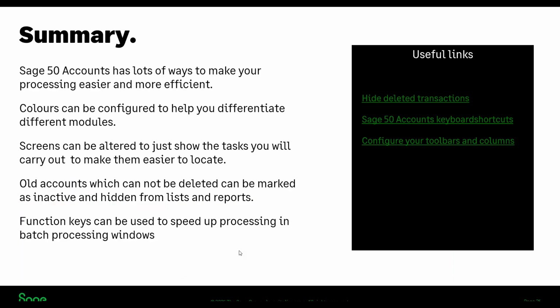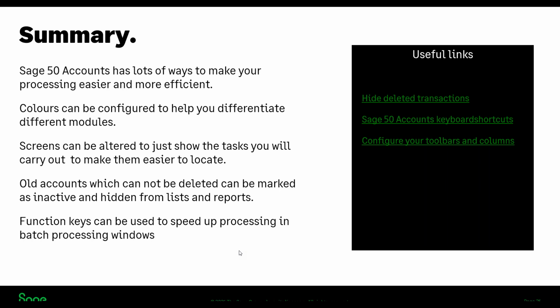Okay, I'm going to move on to a summary because we've just got a couple of minutes left. Stage 50 Accounts does have a lot of ways that can make your processing easier, and it could just be those small changes that make a quick fix that's going to help you. You can differentiate different lines by either adding the grid lines or also adding colours to the different modules. You can alter the screens just to show tasks that you're likely to carry out or to show just the columns that you're more likely to use.